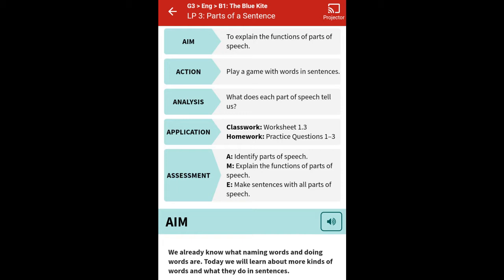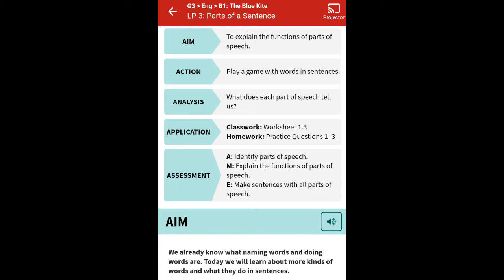Now today you are going to solve worksheet 1.3 and also practice questions. In this we are going to identify parts of speech, explain the function of parts of speech, make sentences with all parts of speech.